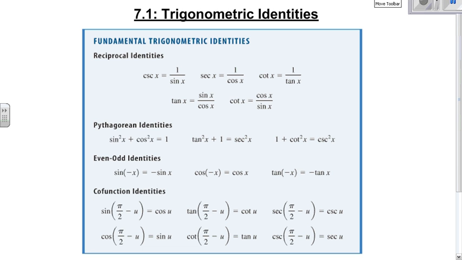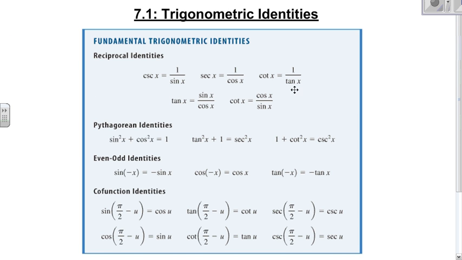Section 7.1, Trigonometric Identities. There's not really anything new in this section. It's using a lot of the identities and things we've already gone over to simplify some expressions and verify some other properties. So let's just start by looking at examples.